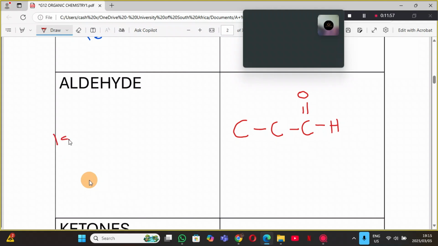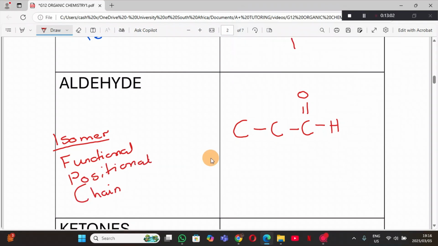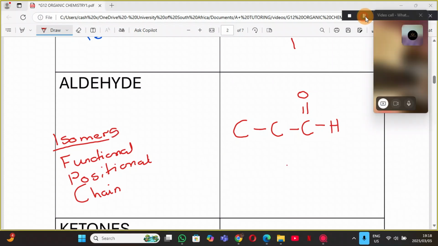What is an isomer? Even they taught you isomers, where they say that we have different types of isomers, right? We can have what we call a functional isomer, positional isomer, and what's the third one? Your chain isomer.